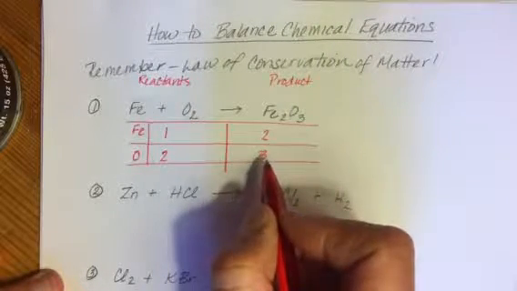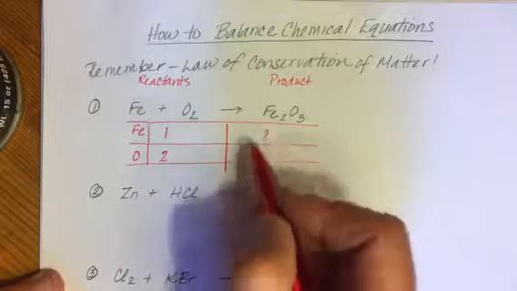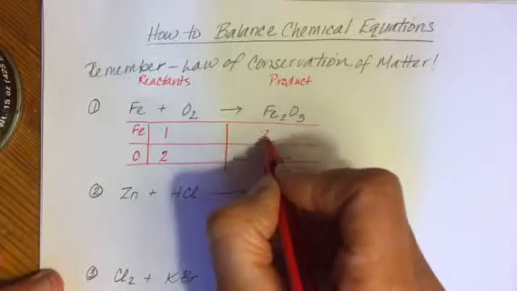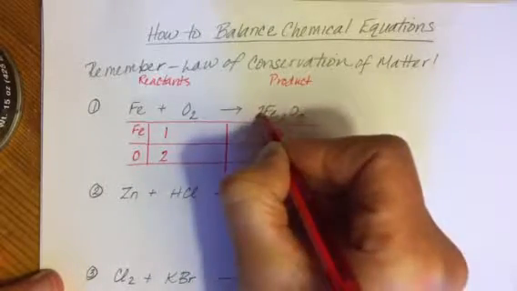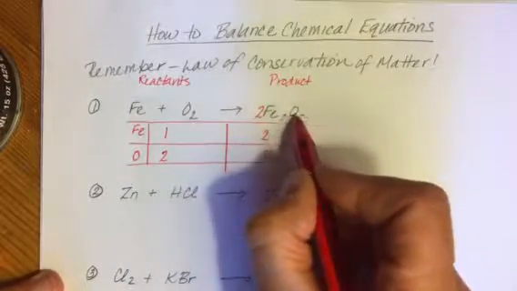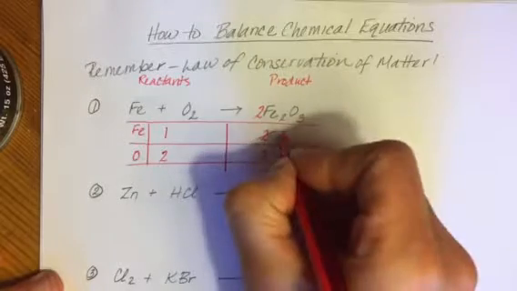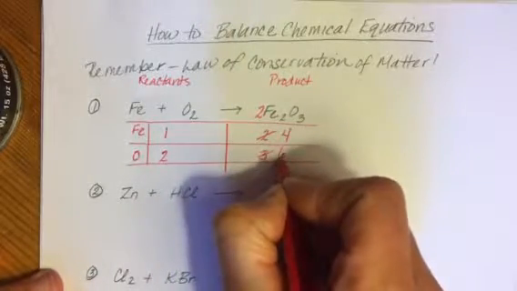And so the next step would be to go through with some basic multiplication and see if we can make them all balance out. First thing I would do is I would put a 2 right here. Remember, this is called a coefficient. Now this multiplies all the way through. This changes us to having 4 irons here and 6 oxygens in the product side.